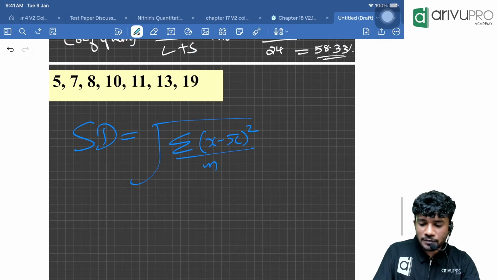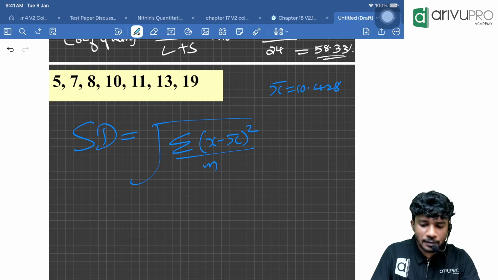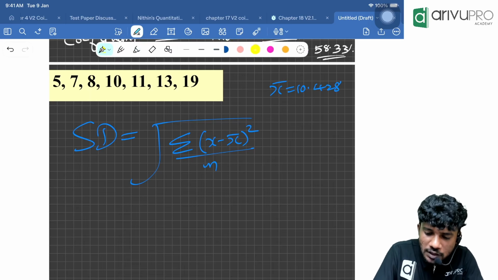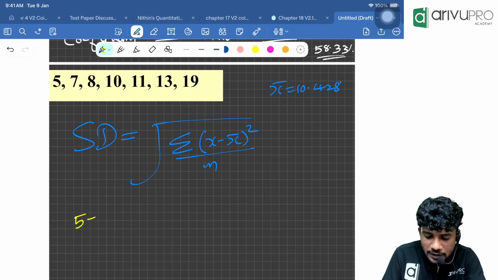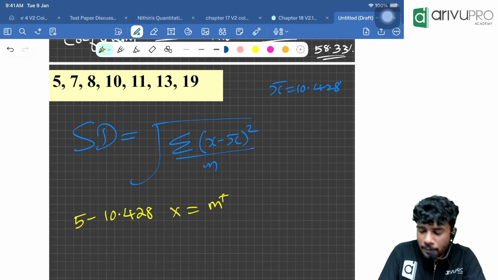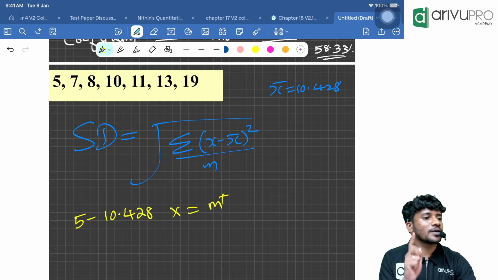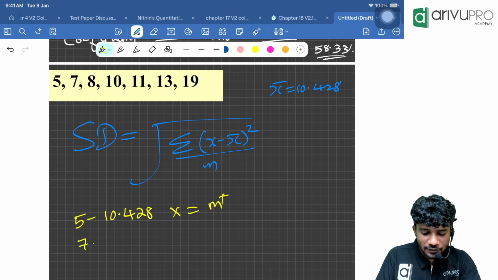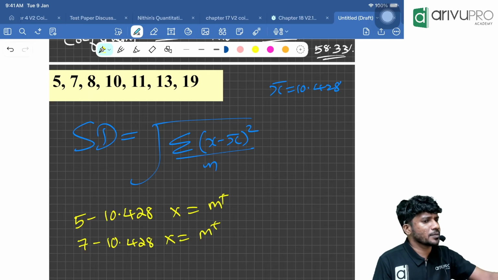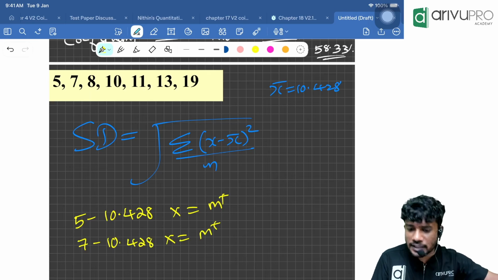How to find this? We have x bar equal to 10.428. Now we are going to do it one by one. First, 5 minus 10.428 into equal to M plus. Clear the memory, otherwise you will get a wrong answer. Then 7 minus 10.428 into equal to M plus. Why into equal to M plus on the calculator? Because you are saving it in the calculator memory.